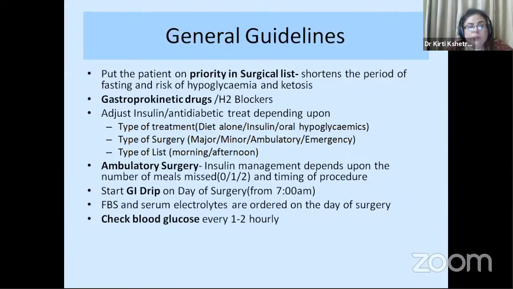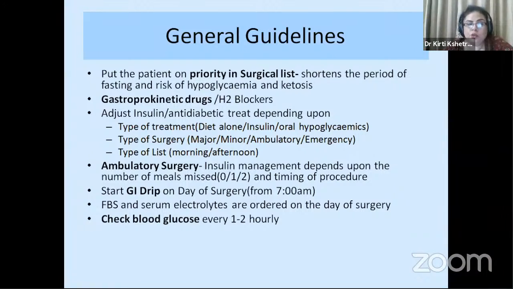Now, coming down to the special case of ambulatory surgery, insulin management depends upon the number of meals missed by the patient. That is, if none are missed, nothing is changed. If one is missed and the time is noted, and the surgery is very early in the morning, we give the morning insulin dose to the patient, and a late breakfast. While if more than 2 are missed, we can follow the guidelines of a major surgery.